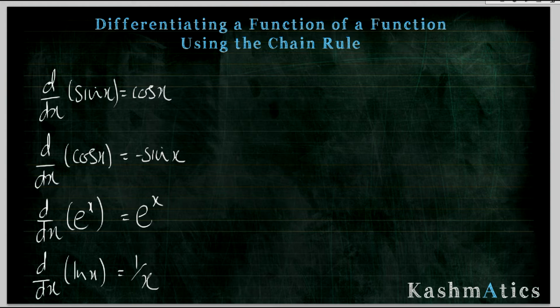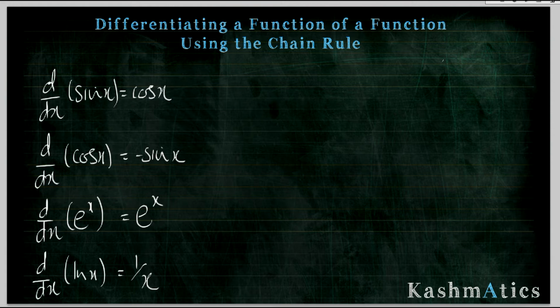So what I've got on the screen at the moment is some basic derivatives, and you can find these in your formula book. The derivative of sine x is cos x, cos x becomes minus sine x, e to the x becomes e to the x, and ln x becomes 1 over x. And we're going to use these basic derivatives to help us to differentiate what I call a function of a function.